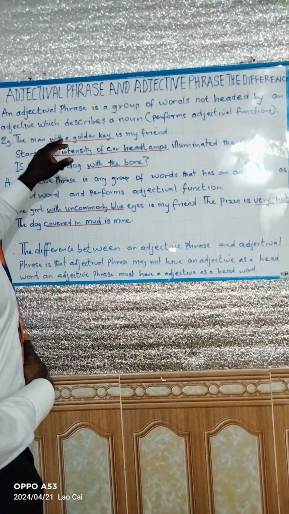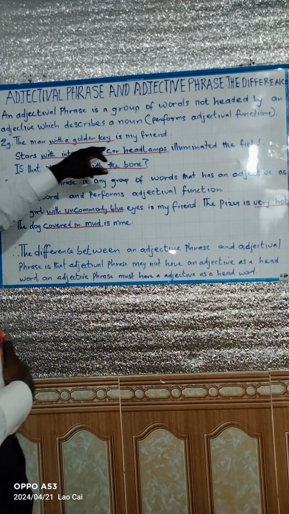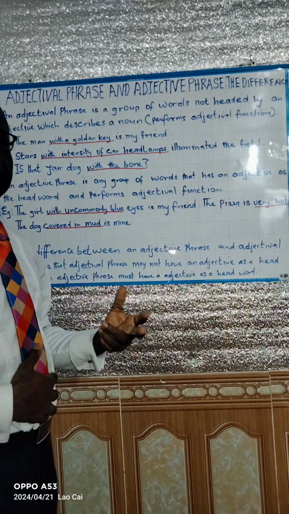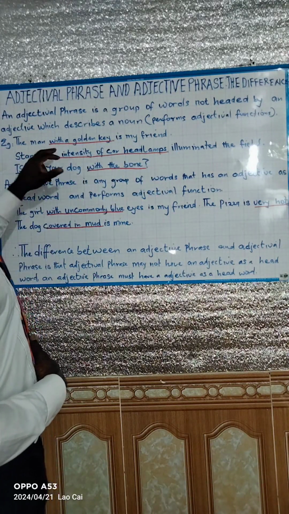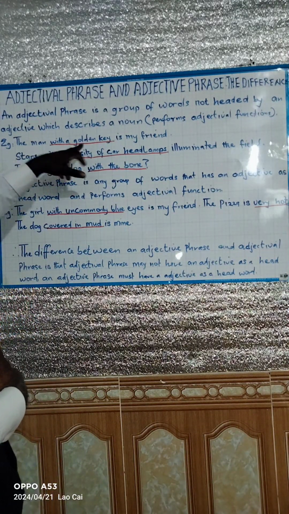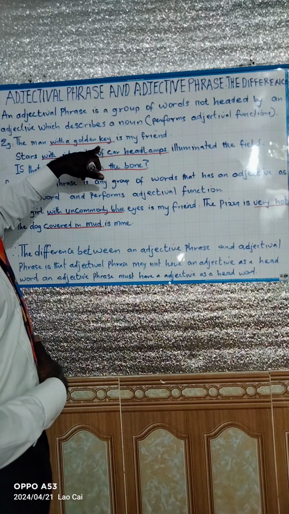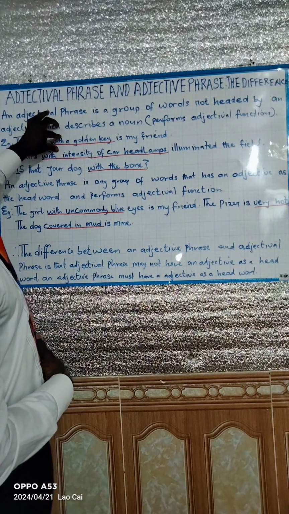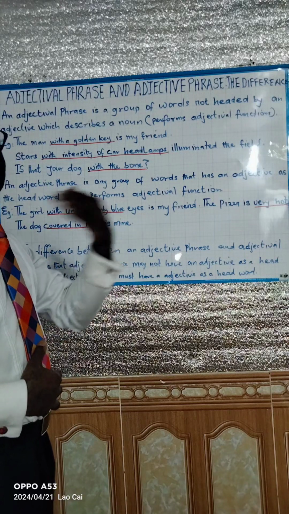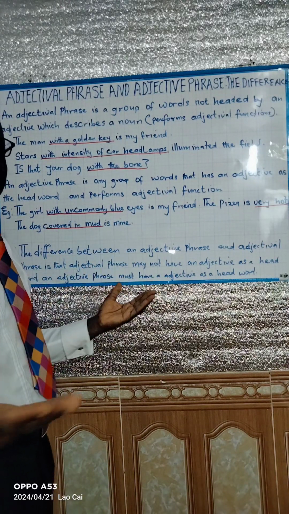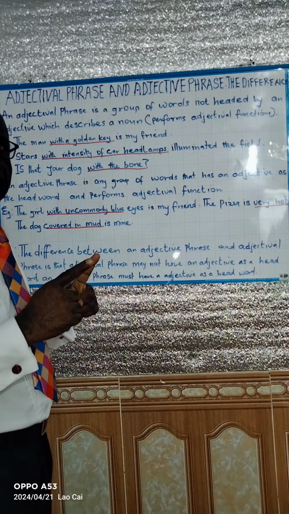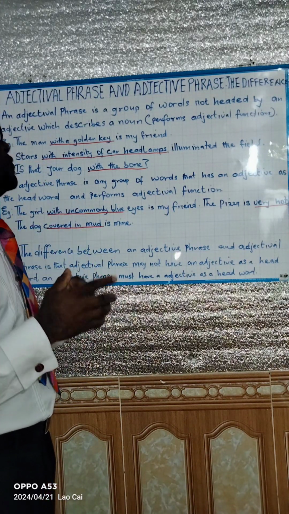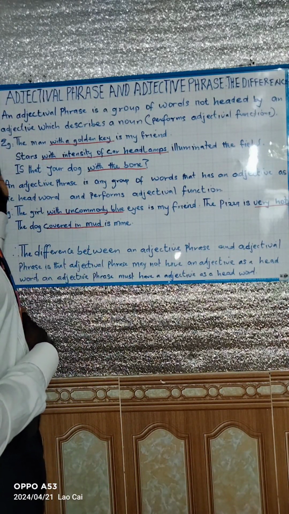Example: the man with a golden key is my friend. The man with a golden key is my friend. Of course, in the line, with a golden key, the expression with a golden key is an adjectival phrase, simply because within it there is no adjective. There is no adjective.